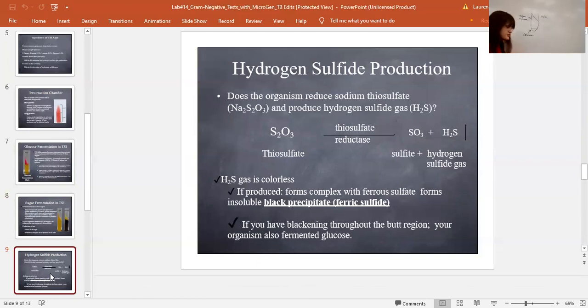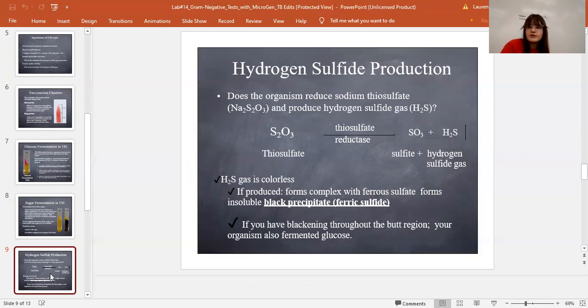So this is the actual chemical equations for hydrogen sulfide production. So we see the thiosulfate that we were talking about in the beginning get reduced.